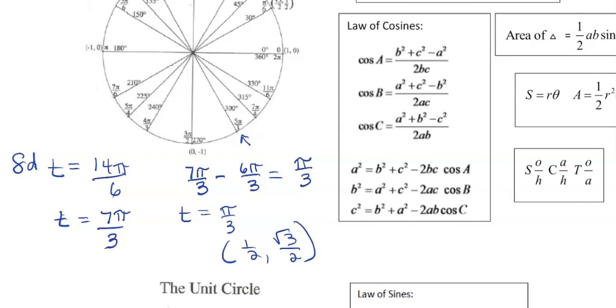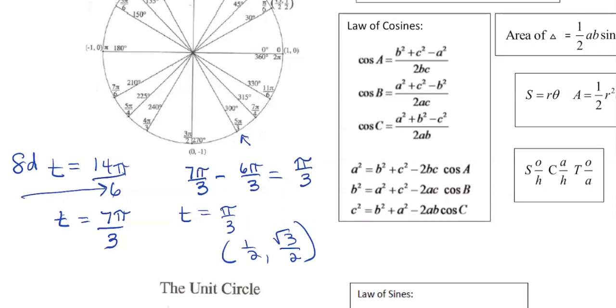Now, you have to be careful with this problem because your reference angle is not pi over 6. It is pi over 3. So make sure you look and see if you can reduce a fraction, reduce it first before you get to work. Okay, let's go on to E.